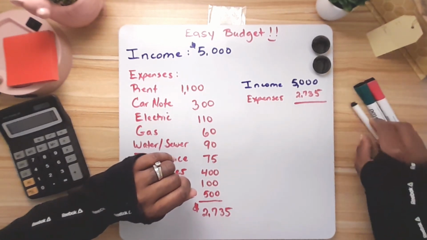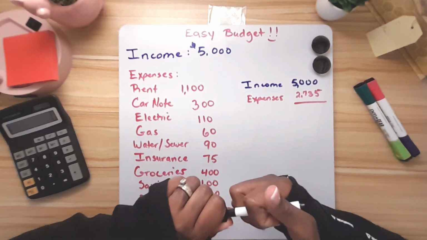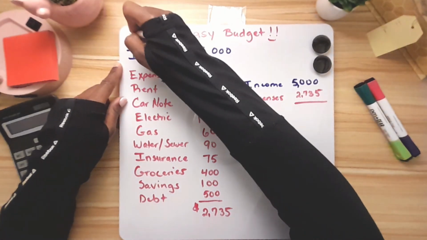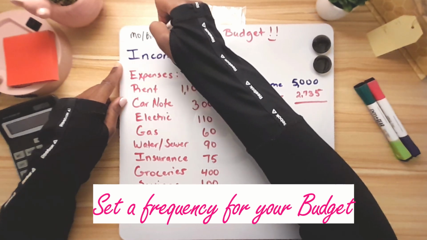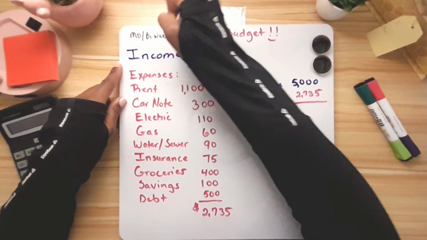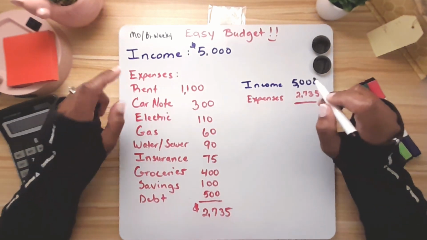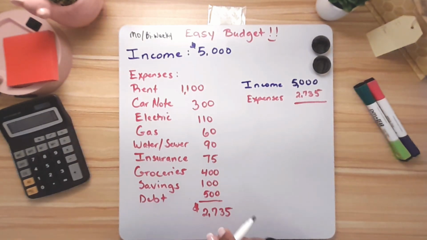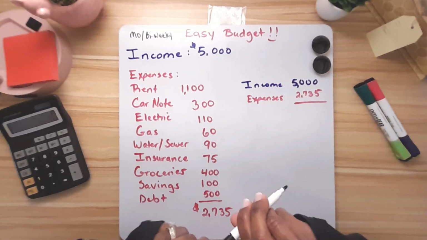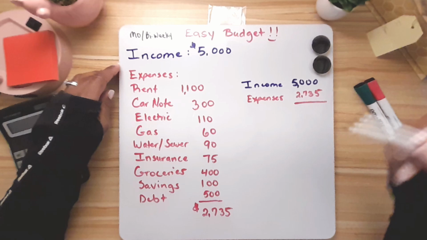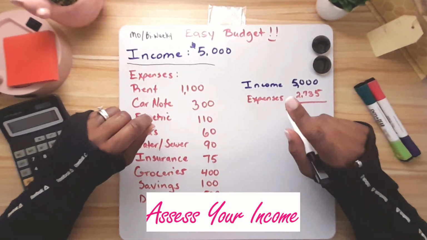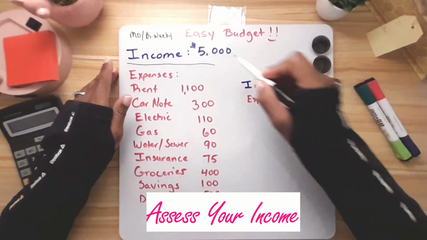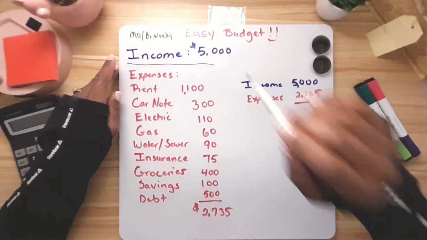So the first thing you want to make sure you do when you start to go on your budgeting journey is you want to have a frequency. Is it bi-weekly? Is it monthly? Semi-monthly? Whatever that is, you want to set the time frame that you are going to actually visit your budget every single month, week, bi-weekly, semi-monthly, whatever that is. The next thing you want to do is assess your income. How much are you bringing in? Whatever that total is, bring that total into your budget and document it.